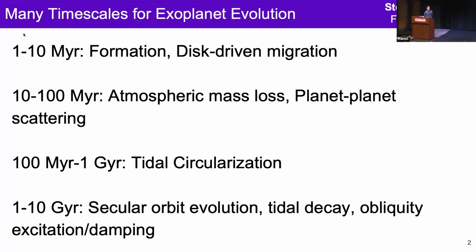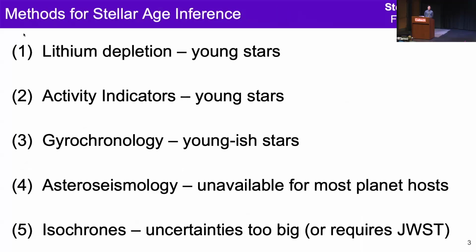So getting started, there are lots of different ways that exoplanets evolve and change over time. Some of these happen on a very quick time scale, like disk-driven migration, whereas others, like tidal in-spiral, take billions of years. If we want to get an idea of how all of these different things shape the exoplanet population that we see, we need precise and accurate age inferences for all different types of stars, especially mature field stars, like most exoplanet hosts.